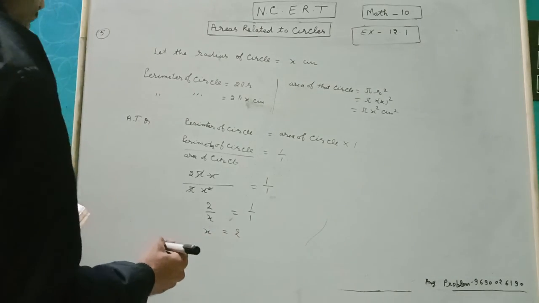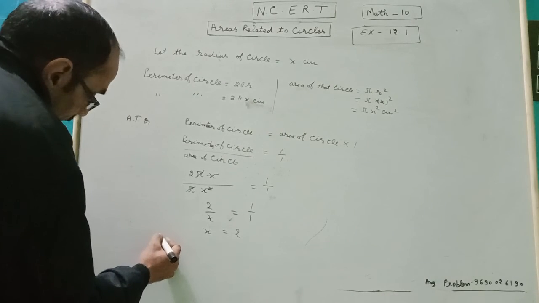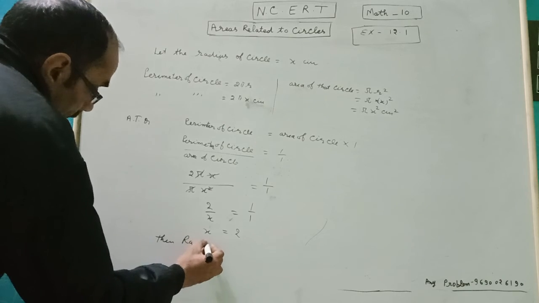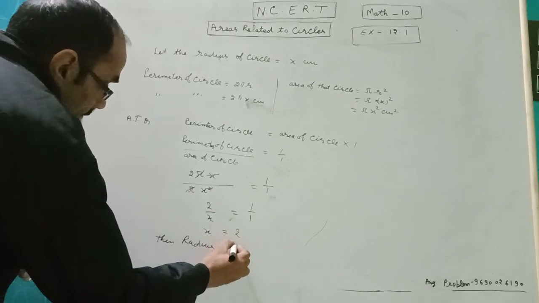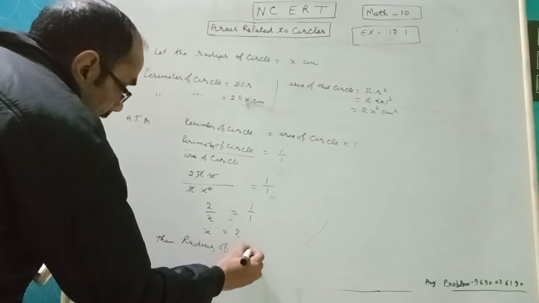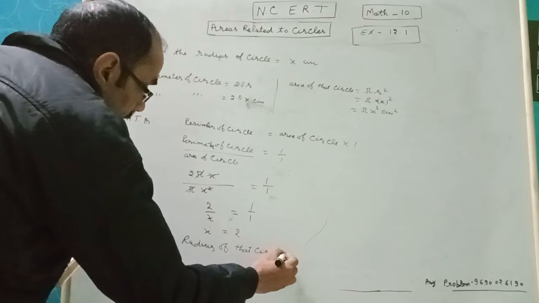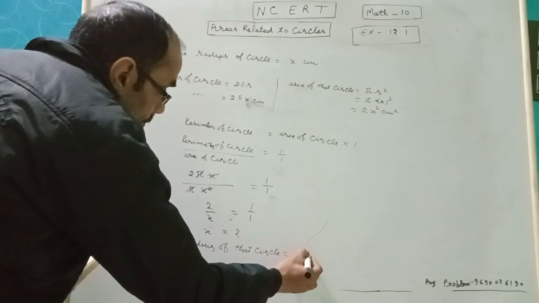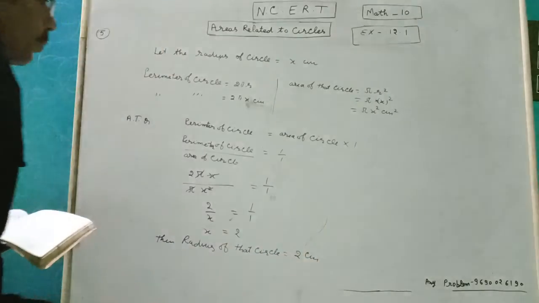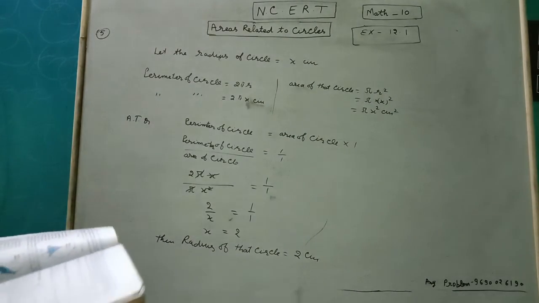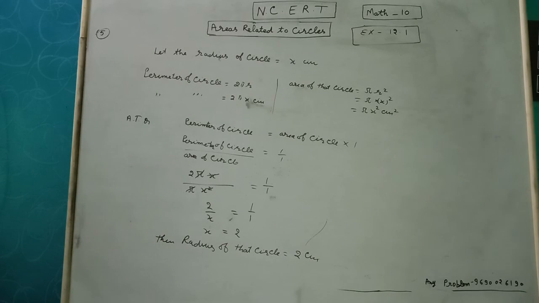Let x be the radius of the circle, then the radius of that circle will be 2 cm or 2 units. 2 units, option A, is the correct answer. The question is complete. Thank you.